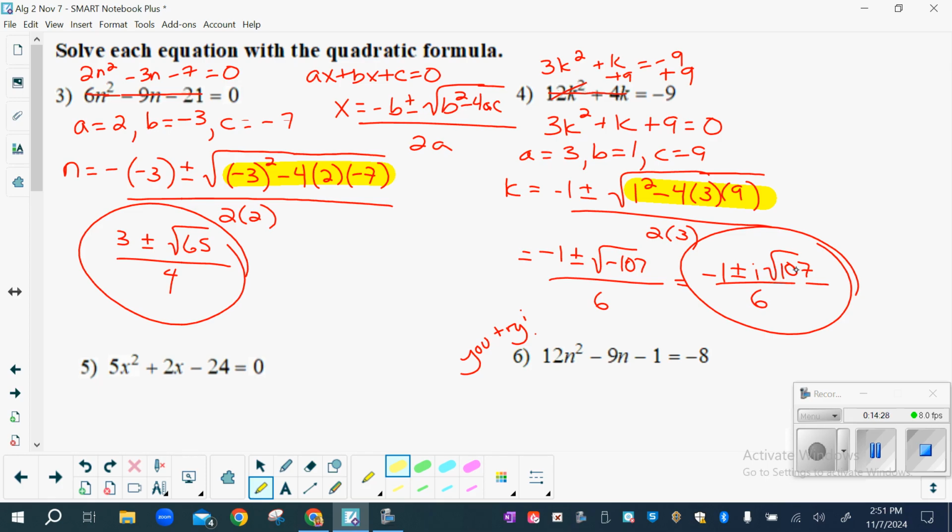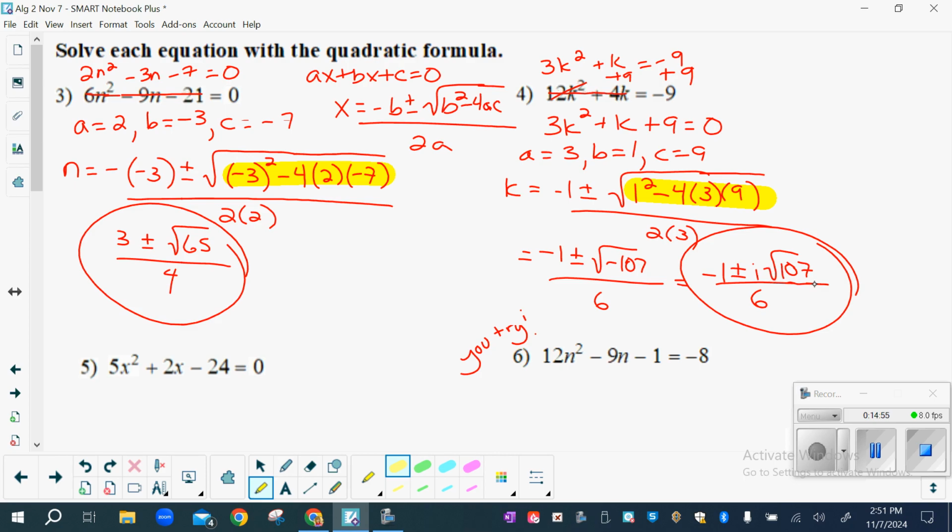Are you having trouble finding where the square button is? Okay, so this is your final answer on this one. Since we have that square root of 107, that means that it didn't factor. We couldn't do that with factoring or square roots when we got that weird number like that.